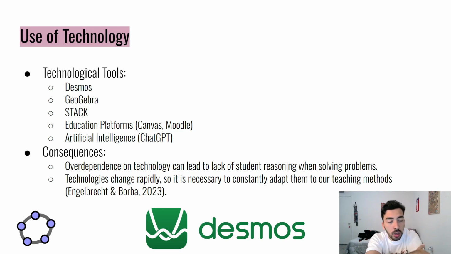And also another consequence would be that technology changes rapidly, so it is necessary to constantly adapt it to our teaching methods. We know that artificial intelligence is very recent, so for some lessons and classes it has been implemented recently, but it wasn't as effective or as prevalent, let's say, 3 years ago. So we know that technology can change really fast, so it is important to adapt current technologies to our curriculums, so that way they keep coherency with our lessons for the students.